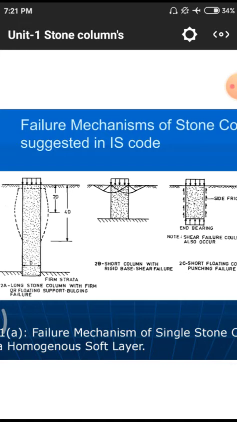The first one is a long column, and long columns mainly fail due to the buckling phenomenon. Short columns fail due to crushing loads. Long columns fail due to buckling loads. Those two things are very important while we are designing a particular column.